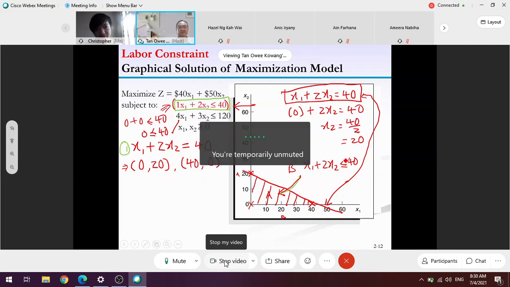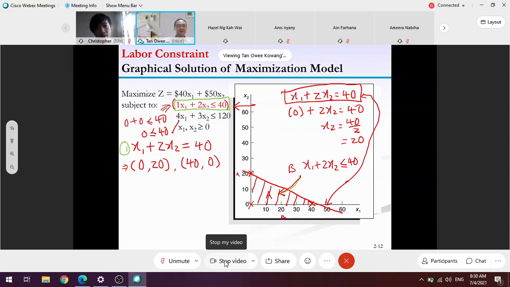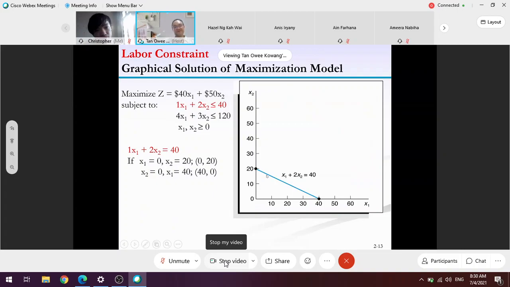Understand? I jumped the queue. I think I should go slide by slide. So this is the one we have discussed. Whatever I discussed is in the slide. Then subsequently plot the line first. But what we want is not the line. We don't want equal. We want smaller or equal. Therefore, we need to find the feasible solution area.